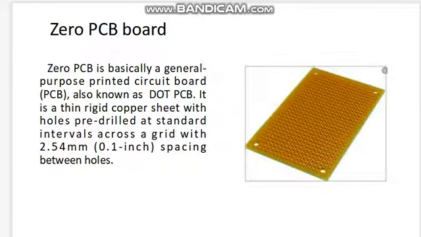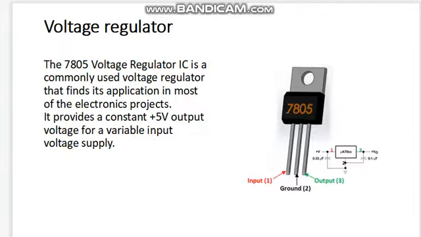Zero PCB board. What is zero PCB board? Zero PCB board is basically a general purpose printed circuit board, also known as dot PCB. It is a thin, rigid copper sheet with holes pre-drilled at standard intervals across a grid with 2.54 mm or 0.1 inch spacing between holes.